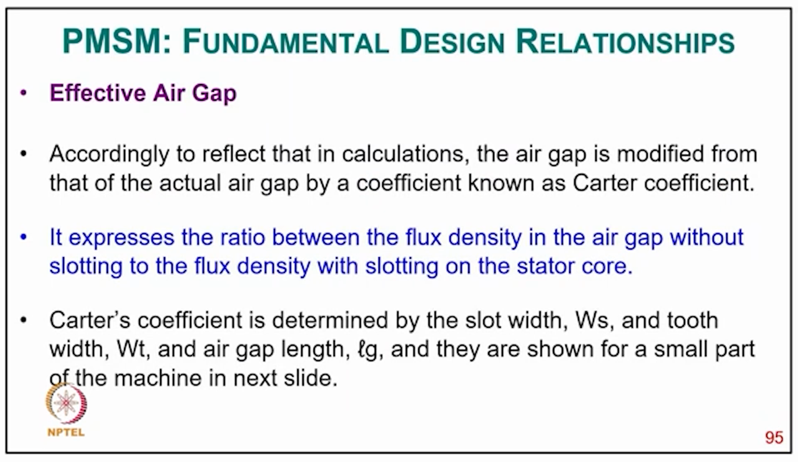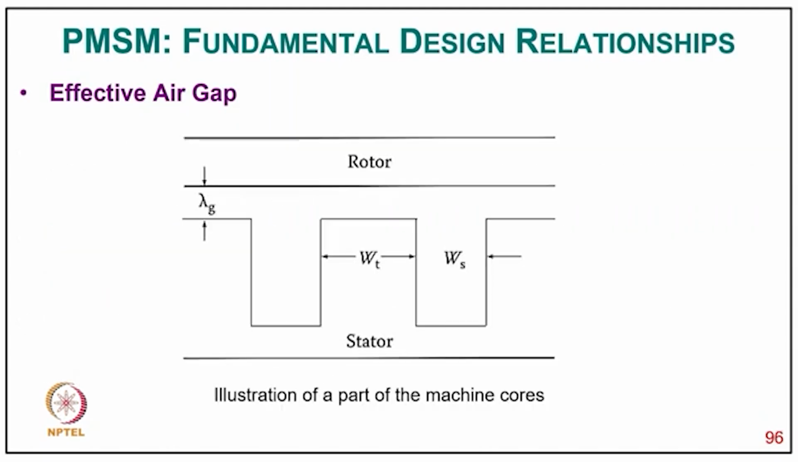So to reflect that in calculation, the air gap is modified from that of the actual air gap by a coefficient known as the Carter coefficient, and it expresses the ratio between the flux density in the air gap without slotting to the flux density with the slotting on the stator core. The Carter coefficient is determined by the slot width Ws, the tooth width Wt and the air gap length Lg, and they are shown for a small part of the machine in the next slide. As you can see here, the rotor is smooth, but on the stator you have the length of the air gap here, and then the width of the stator slot Ws and the width of the teeth Wt, as an illustration of part of the core.